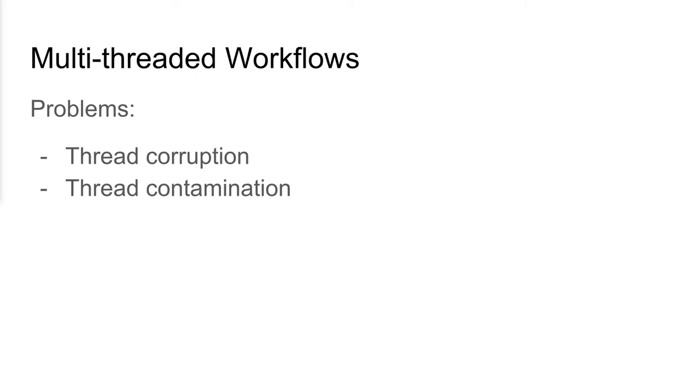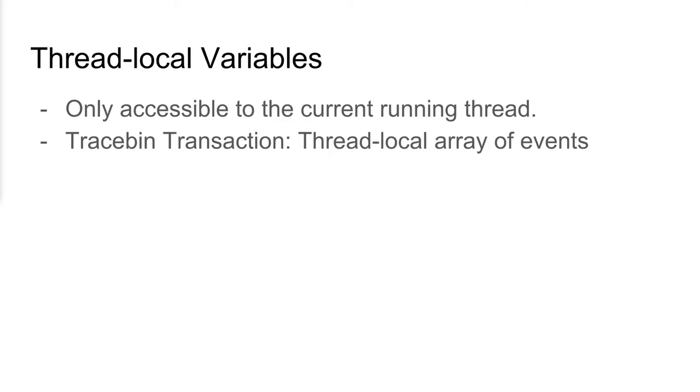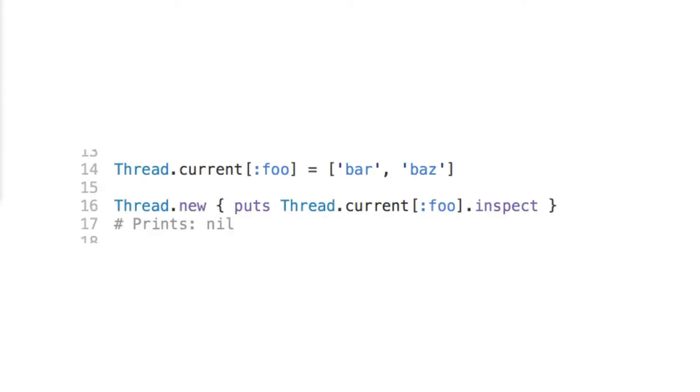We also need to make sure that events taking place in one thread don't get accounted for in other threads. They don't contaminate other threads. Both of these kinds of things happen when resources are being shared across multiple threads. And that's exactly what's happening in our case. To address the second concern first, we and most other agents we've looked at use what's called a thread local variable. This is a variable that is only accessible to the current running thread.